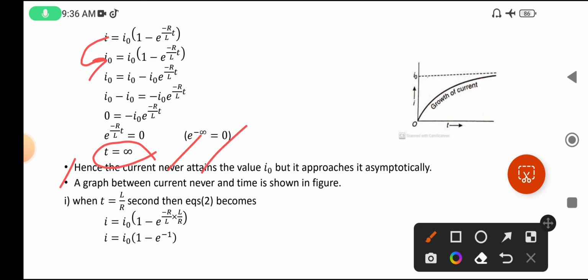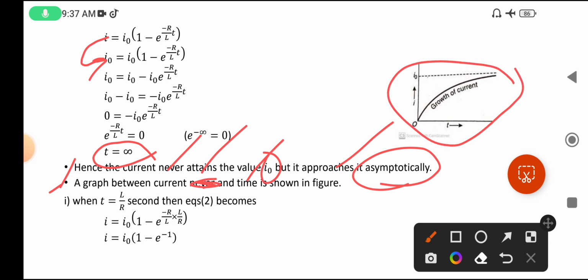Hence the current never attains the value I naught, but it approaches it asymptotically. A graph between current and time is shown. Current and time is this one, and it never reaches infinity, so that is why some gap is given here.